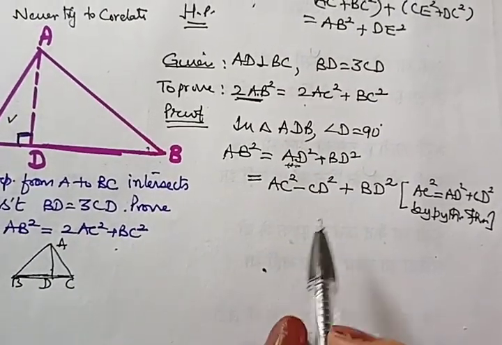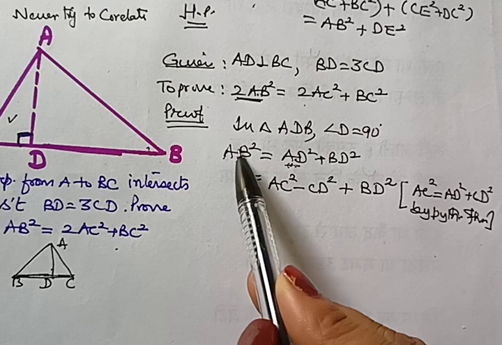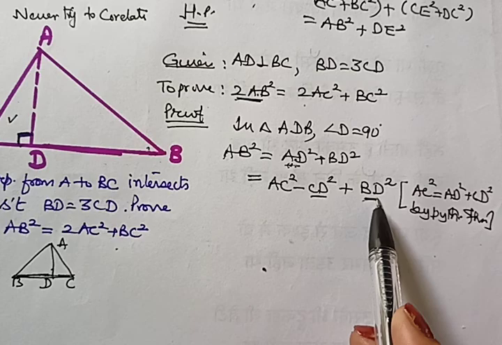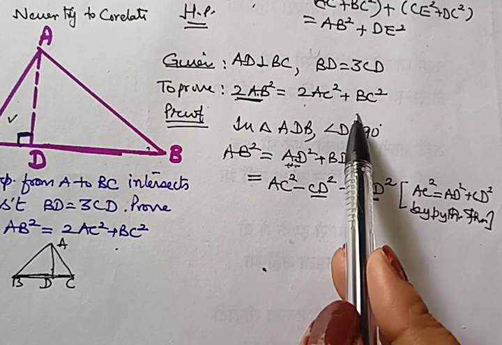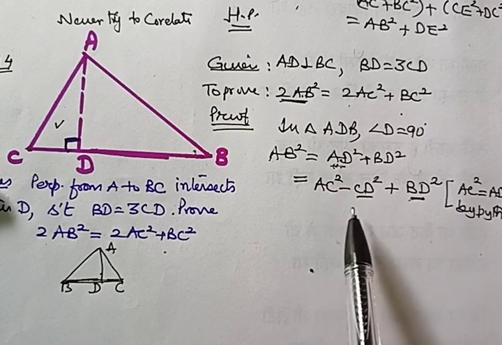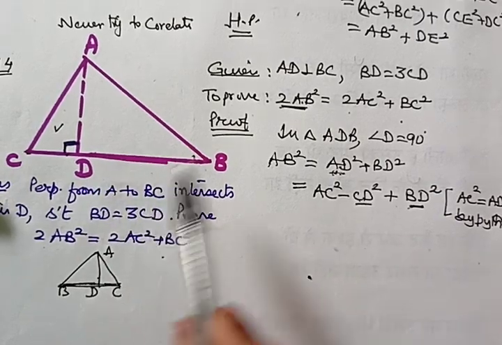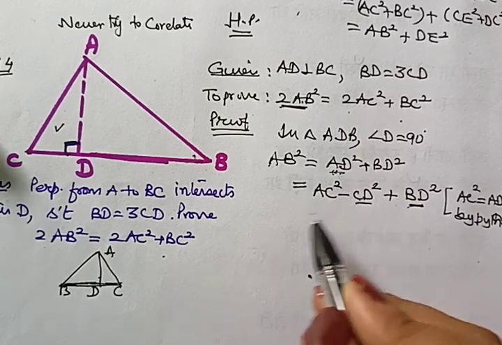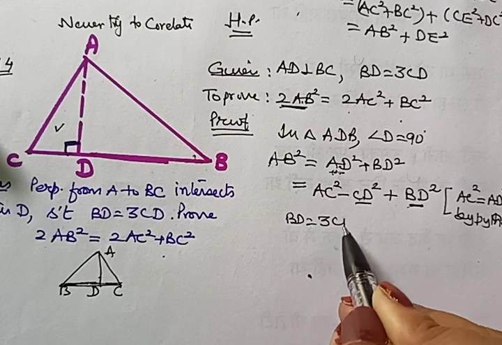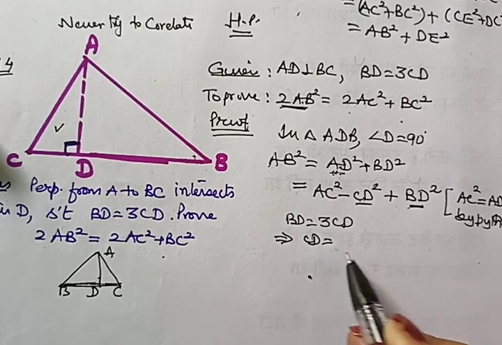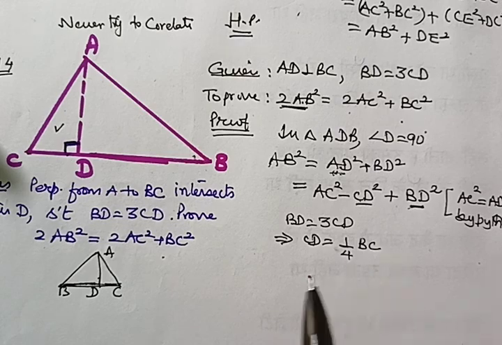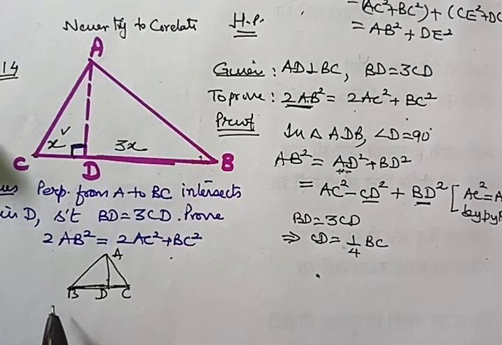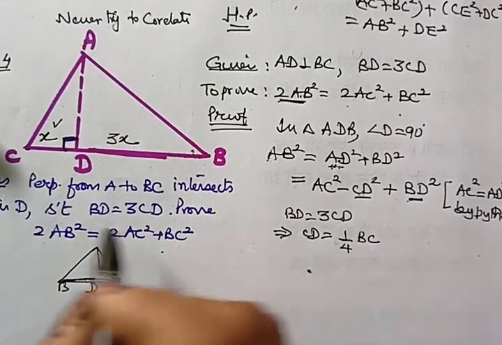So now see, AB square I have, AC square I have. I don't want CD, I don't want BD. But in both of their place, I want BC. So what I need is, I should write CD and BD in terms of BC. Now BD is given to be 3 times CD. So can I say that CD is 1/4 of BC? Now let us see how I get it. Say CD is x. So BD becomes 3 times x, right? So what is BC? BC becomes 4x.